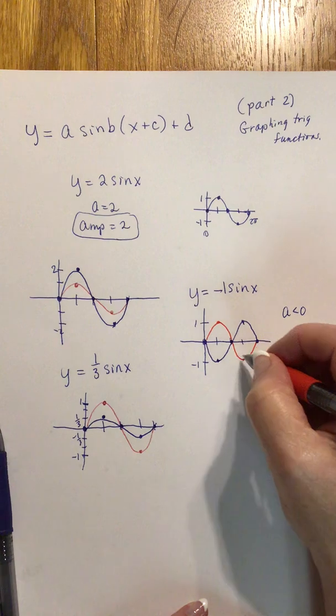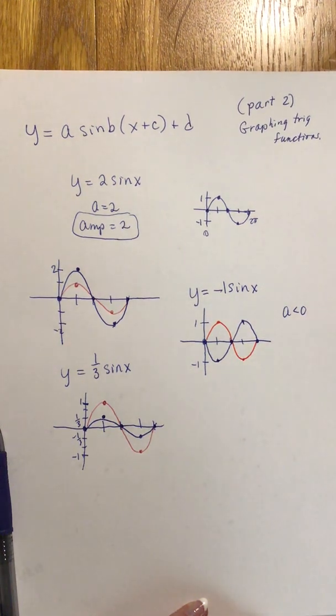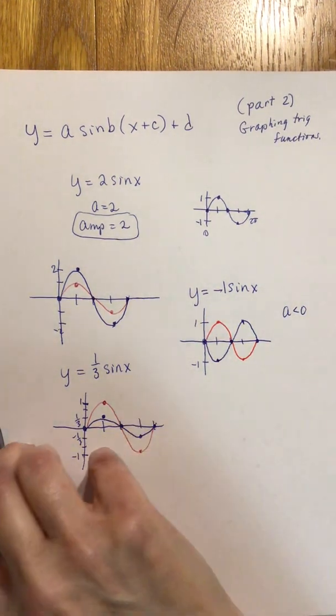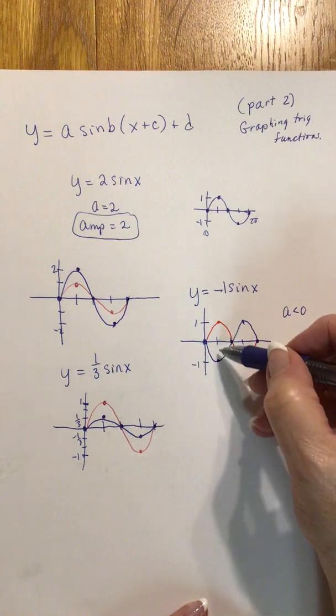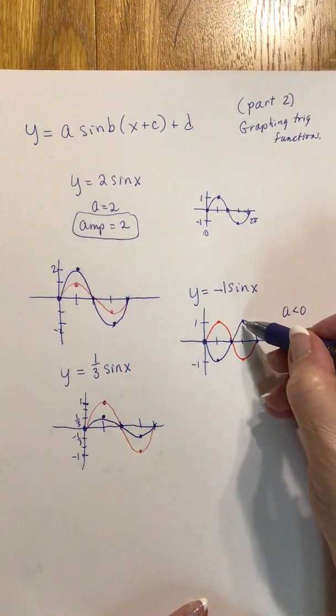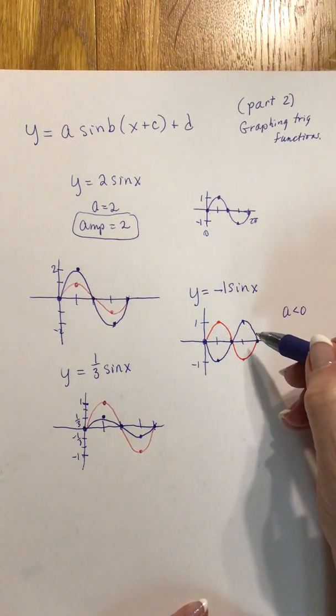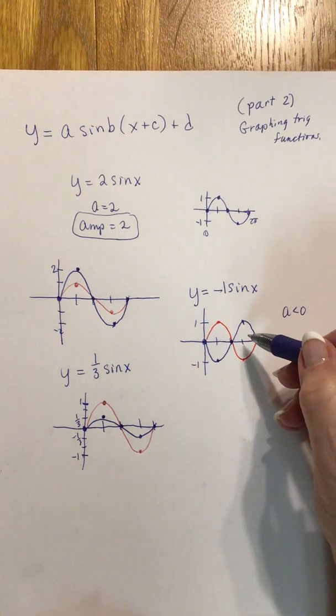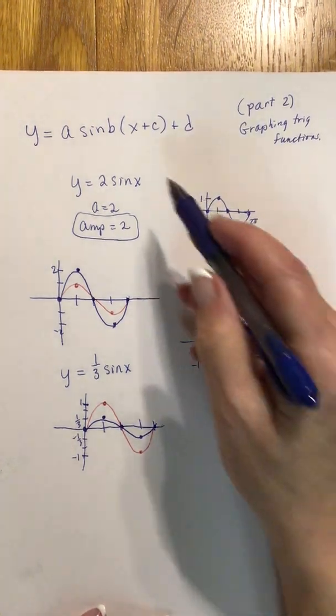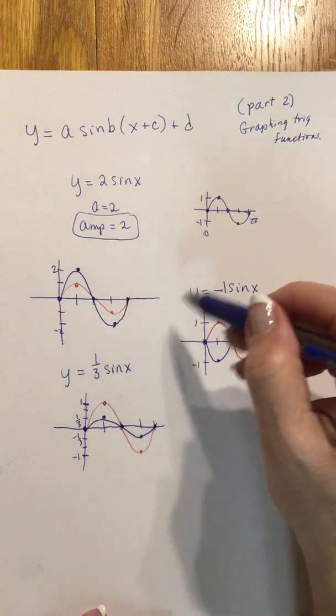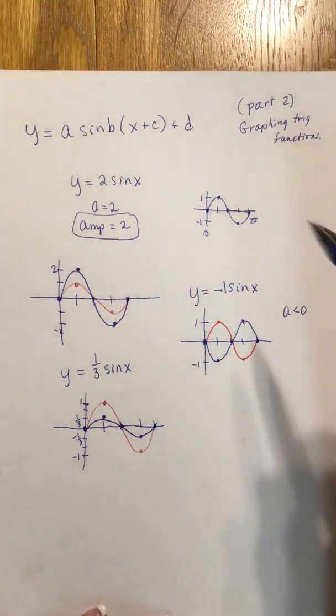So the red one is our original one, and then the blue one is going to be where we flip. So this dot's going to flip down here, and this dot's going to flip up there. And so then we have a graph that looks like that. Now, sine and cosine are basically the same idea. They just have a different basic function.